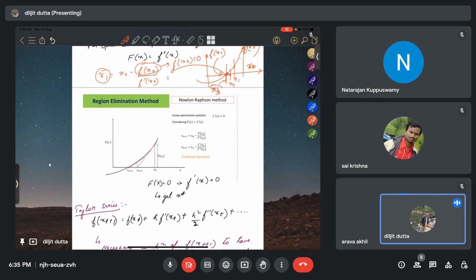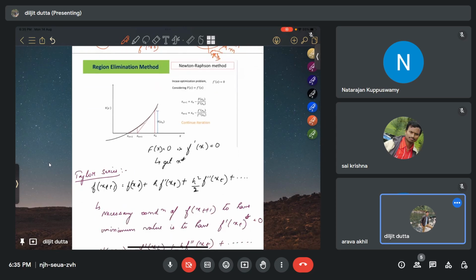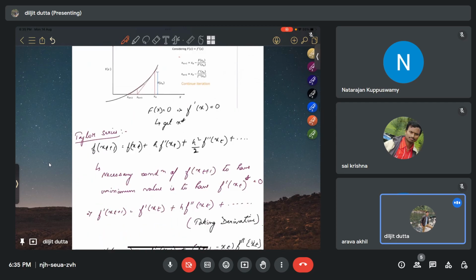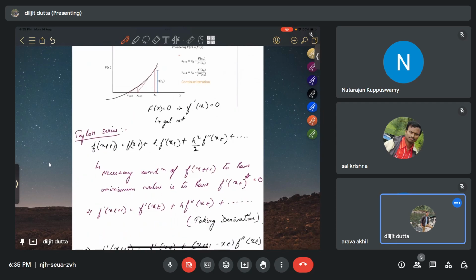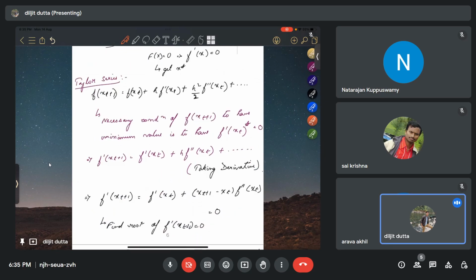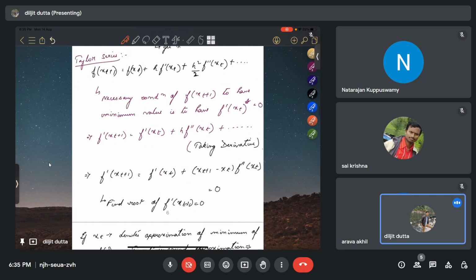Why f dash? Because we have already seen in the first lecture that the necessary condition for getting an optima is that the derivative of the function is 0, that is f dash x equals 0. So we have to make f dash x equal to 0. So how do we get the formula for the Newton-Raphson method? We'll get the formula based on the Taylor series. I'll just show a small, 3-step derivation of how to get to this formula.